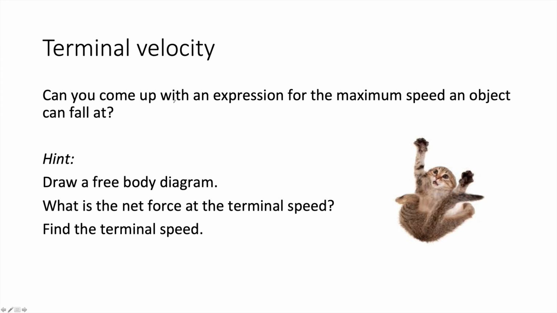Okay, so terminal velocity. Can you come up with an expression for the maximum speed an object can fall at? Now I've got a picture of a cat here because there's a somewhat famous study from New York where they investigated the safest levels in apartment blocks for cats to live in. Turns out that the worst floors are around about floors 6 and 7. Above this, the cats have reached their terminal velocity if they fall out of an apartment block, so they have longer in the air to get themselves turned around and relax a little and land on their feet.